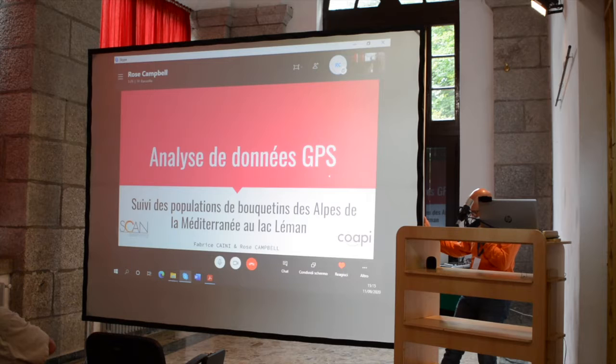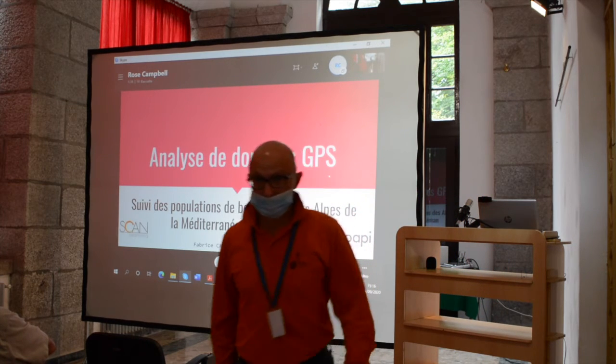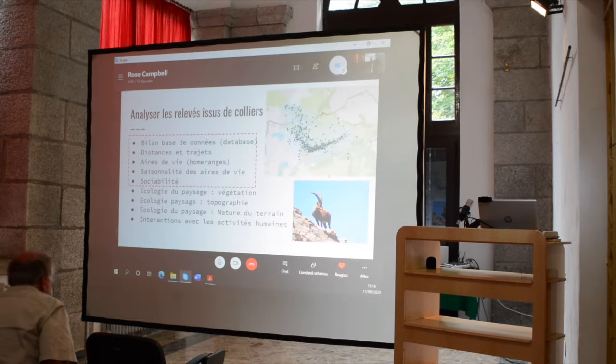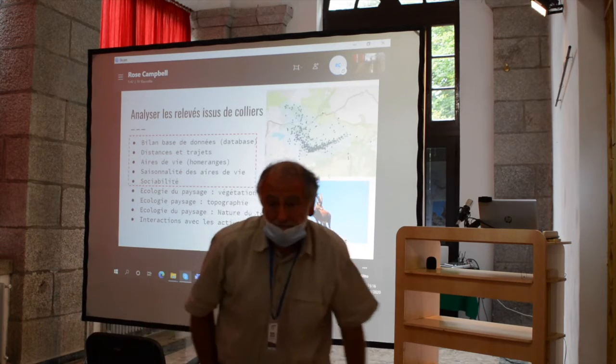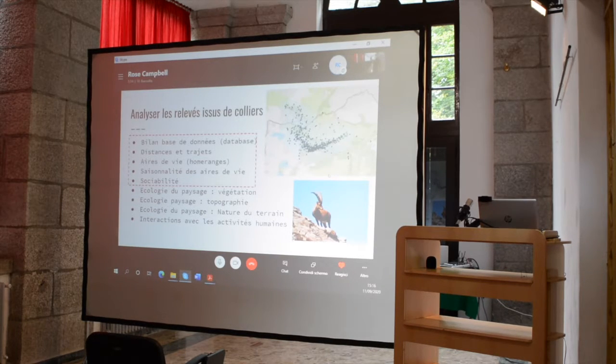So Fabrice and I were mandated to analyze GPS data collected during the Leman EVEX project. The objective of our work was to use all the data points collected to describe how Alpine ibex use land and also to describe the types of land they use. Today, I'm only going to be focusing on how they use the land, which corresponds to the first 5 chapters of the report we wrote for this project.